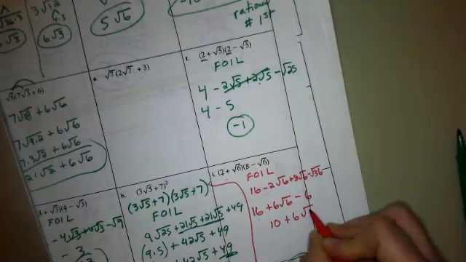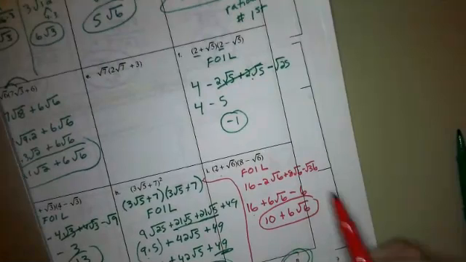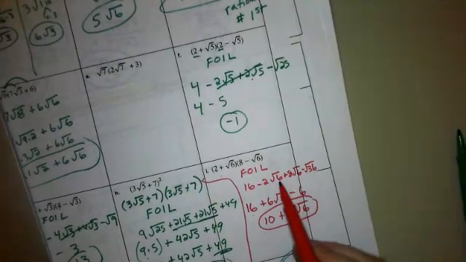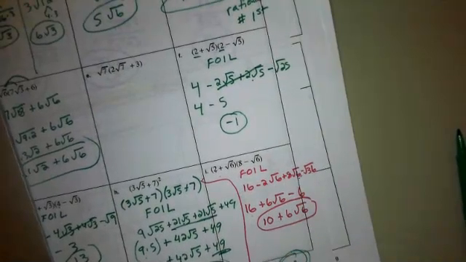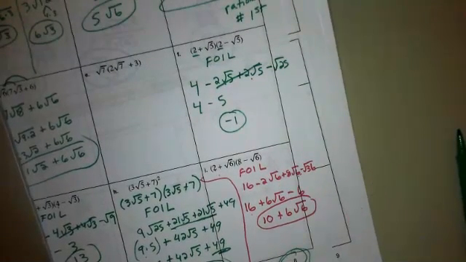Plus 6 root 6. Okay, so just to reiterate, when you have like terms, it's when the number under the root is the same. Okay, that means you have like terms. If those two roots were different, you could not combine them. Okay, let's go ahead and go on to page 9.